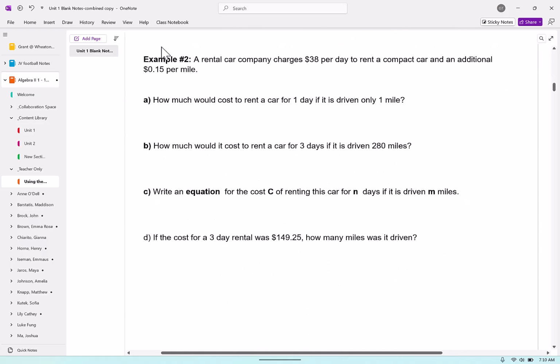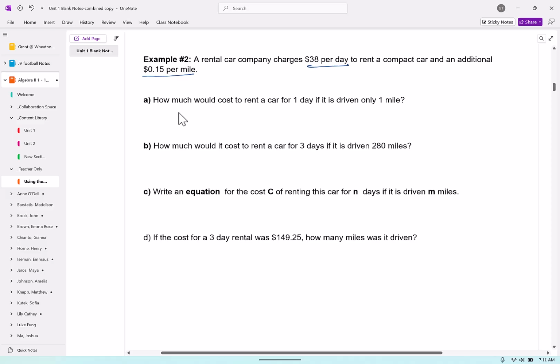All right, let's try to apply it to some type of real-world situation. At some point you may rent a car, and you're going to want an idea of how much you might have to pay for that, which is helpful. So we have a car rental company, $38 per day to rent a compact car, an additional 15 cents per mile. So we have $38 per day and then 15 cents per mile.